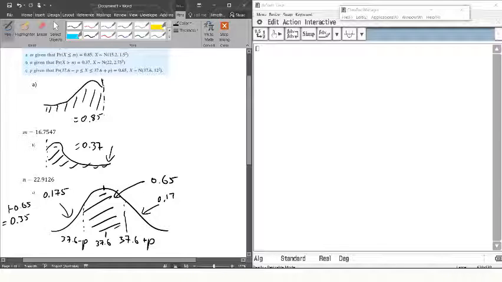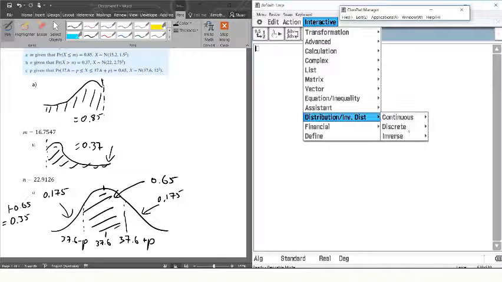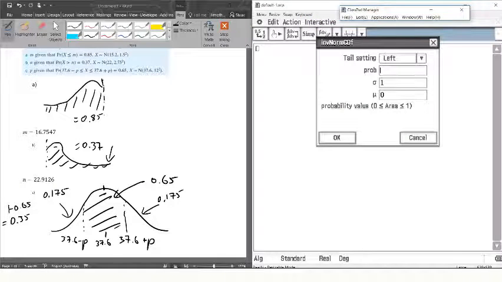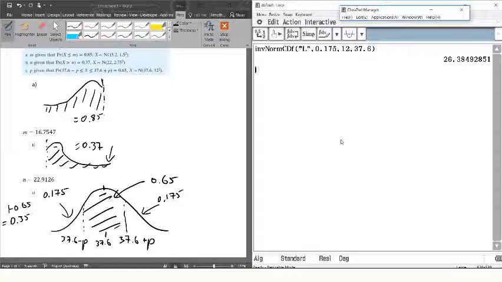Now, because of that, we just have to find one of the sides, and then we can find p. So, interactive, find the inverse again. You can either pick the left or right tail. I'm going to pick the left. The probability is 0.175. Our standard deviation is 12, and our mean is 37.6, which gives us 26.3849.